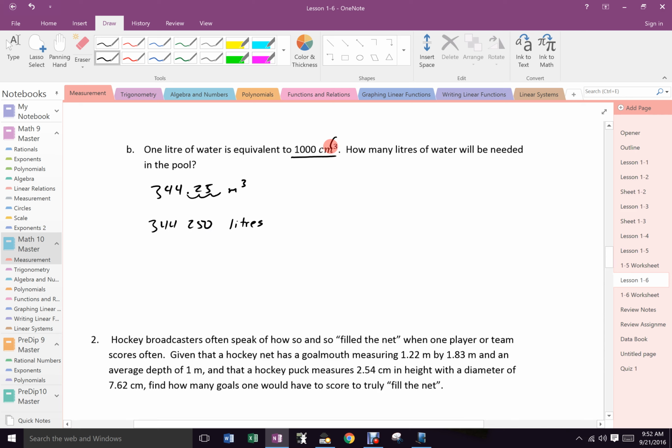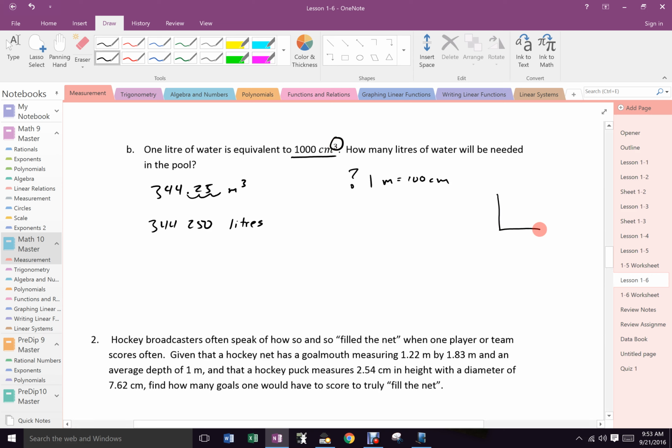Now, because it's cubed, is it 1 meter to 100 centimeters? Is this true when I'm cubing? Yes or no? Is this the conversion you would use? No, it's not. Why? I need to cube it, don't I?